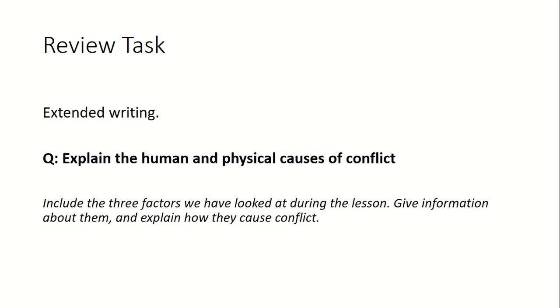And so this week your review task is a little bit different. Rather than the three questions, I've asked you to do one extended question. And that question is, explain the human and physical causes of conflict. So what I'd like you to do is write that question and then answer it. To answer that question, it should be at least 2 or 3 paragraphs long. And to answer it, you need to include the 3 factors we have looked at during the lesson today.